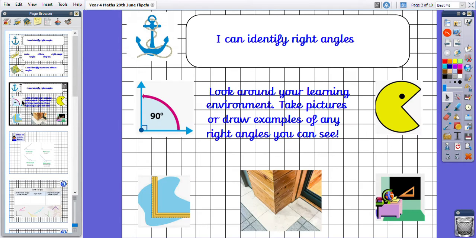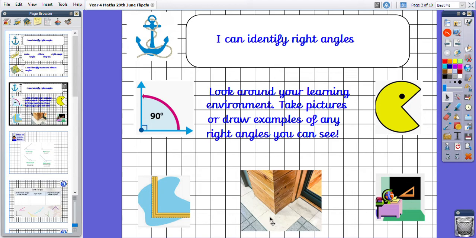So as your anchor task then, I would like you to look around the environment you are learning in. Whether it be a classroom or at home, have a look if you can find any right angles. Remembering that a right angle is a 90-degree angle and it looks like a corner. So you might find that on a desk or the corner of a wall. I want you to take pictures of any right angles you can see.